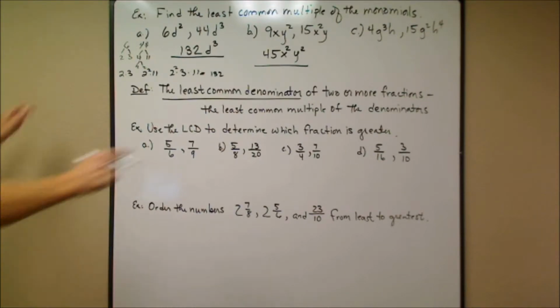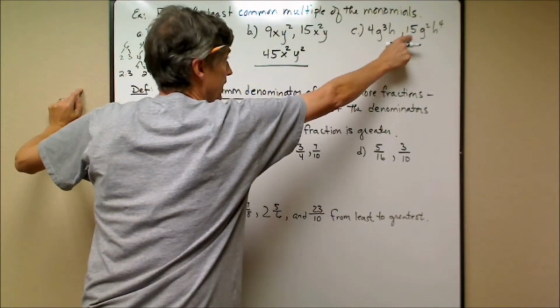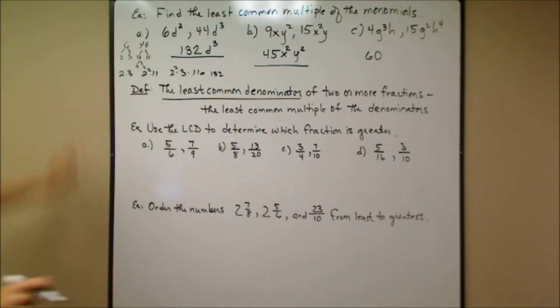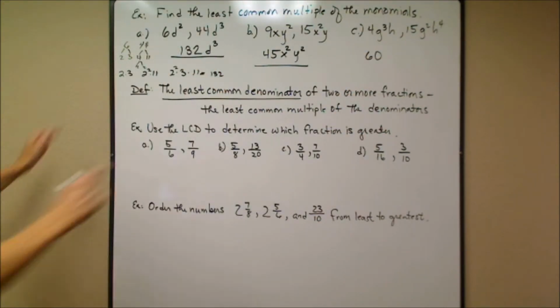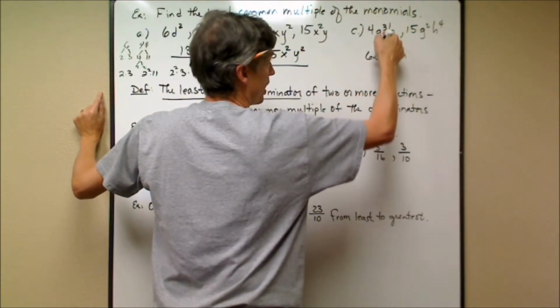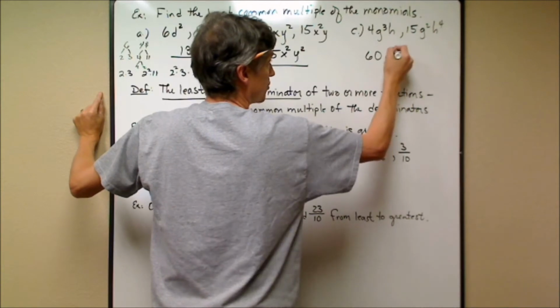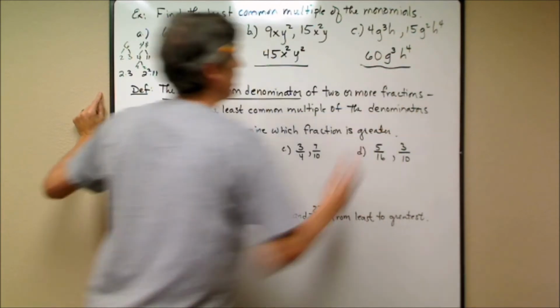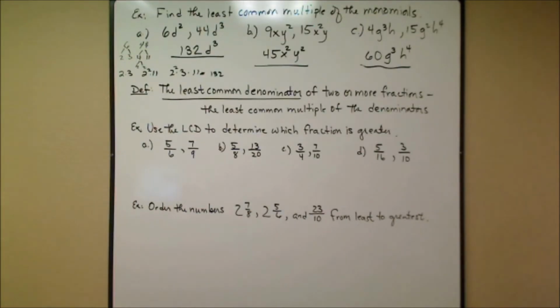Now over here, with a 4 and a 15, I believe 4 and 15, that would be 60. 60 would be my least common multiple of those two numbers. I have g's and I have h's. So I'll put a g here and I'll put an h here. I have 3 g's and 2 g's, that's 3. I have 1h and 4h, that's 4 for the greater amount. And that is my least common multiple. Start with the coefficients and then look at your variables.